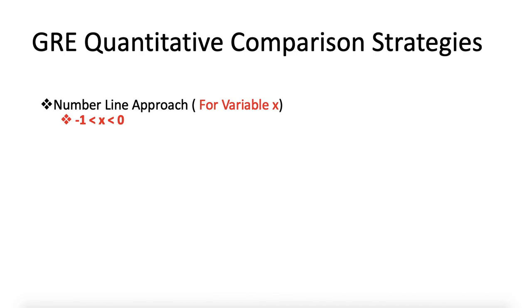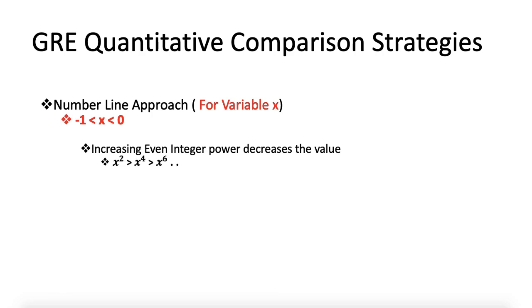So we consider those two power changes separately. If I consider increasing the even power, this will act exactly the same as values in the 0 to 1 range. For example, if I consider x is equal to -1/2, if I take the square of that, that will become 1/4. If I take the fourth power of that, that will become 1/16. So by increasing the integer power, I am decreasing the value. And just like this, x square is greater than x power 4, x power 4 is greater than x power 6.